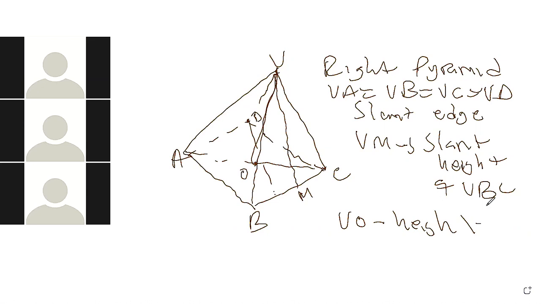But in a cone, it happens that the slant height is also the slant edge because it is a curve. Normally we label it as L. So the slant height is the height of the face of the pyramid.